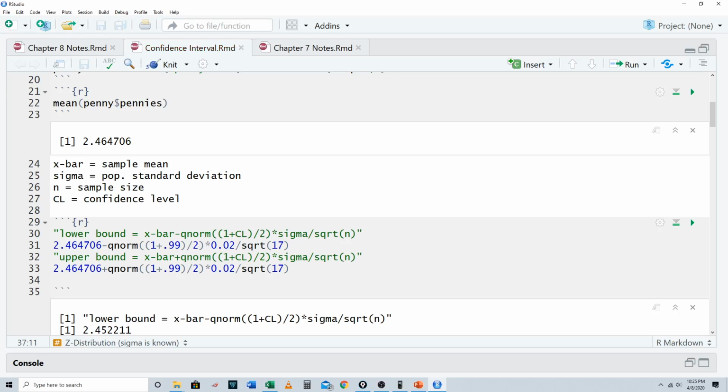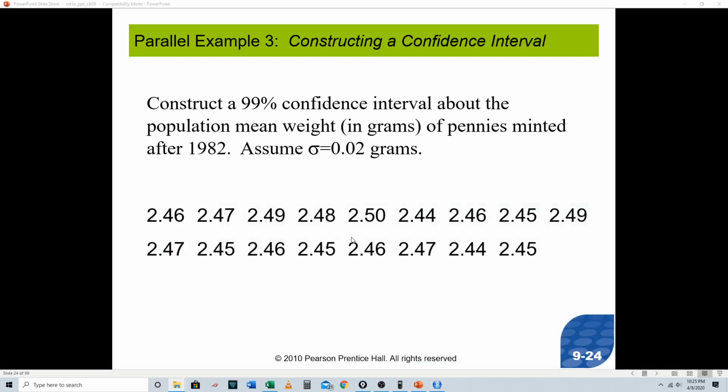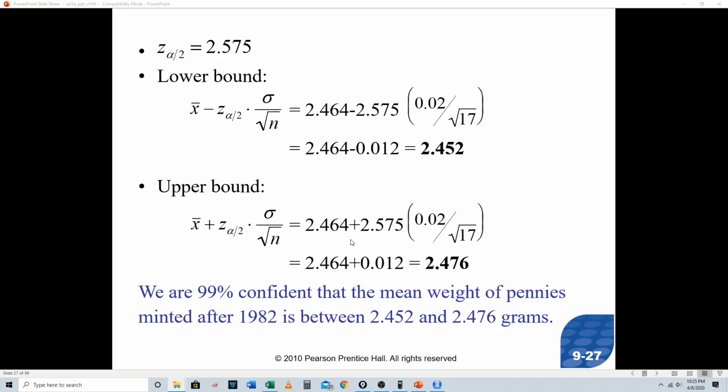Save this. Back to PowerPoint. And there it is. Again, you're going to notice they're a bit off, and there's a reason why. It's because they round where we don't round. See how they rounded the sample mean, and we didn't round the sample mean? So again, they're a little off.